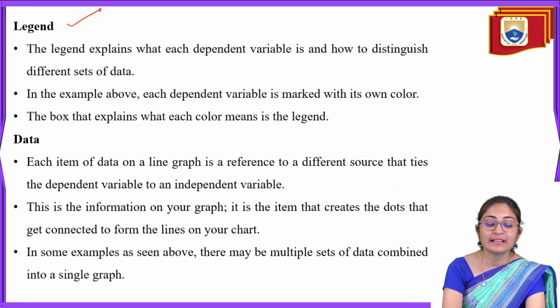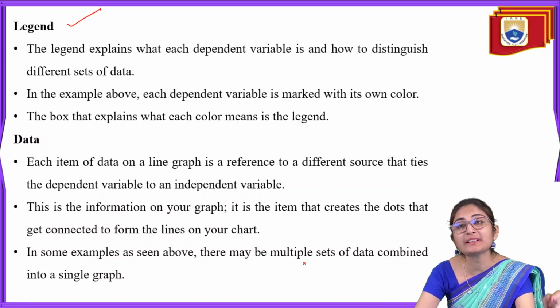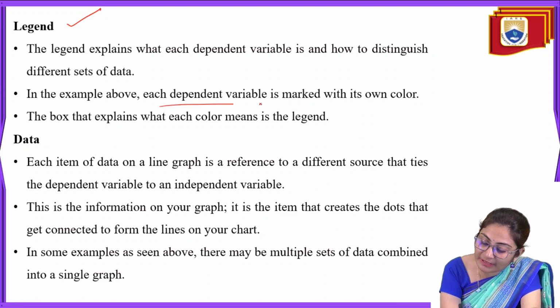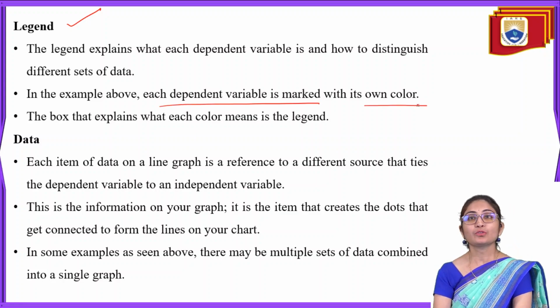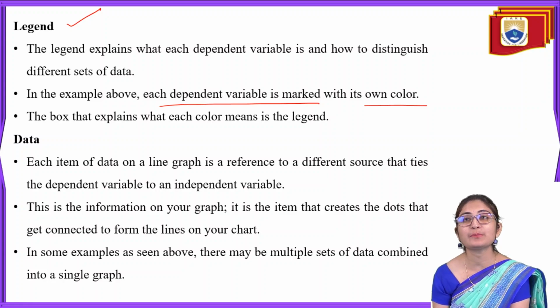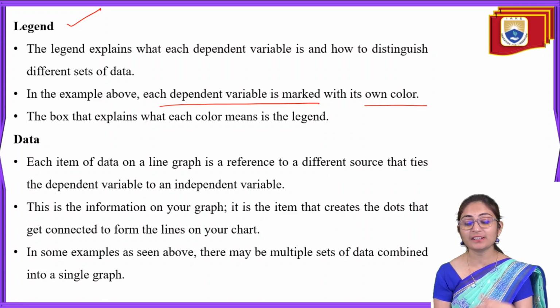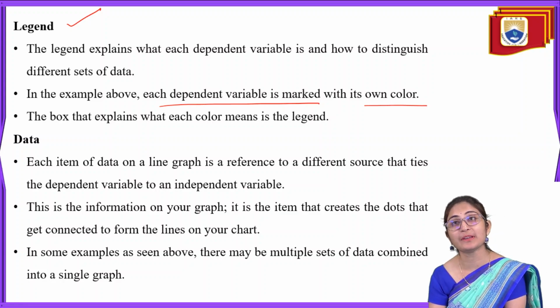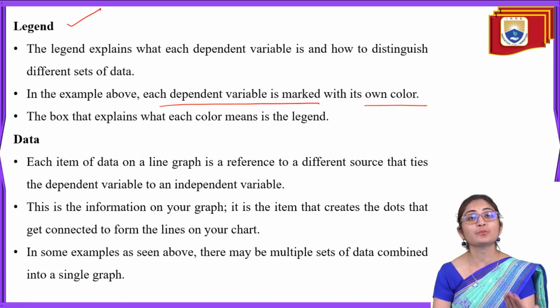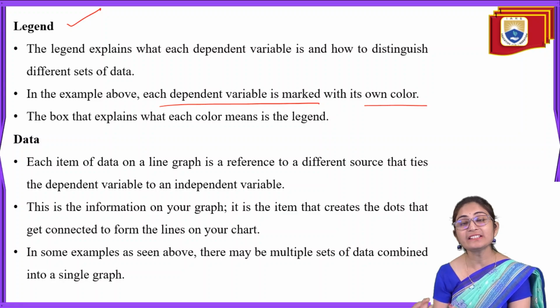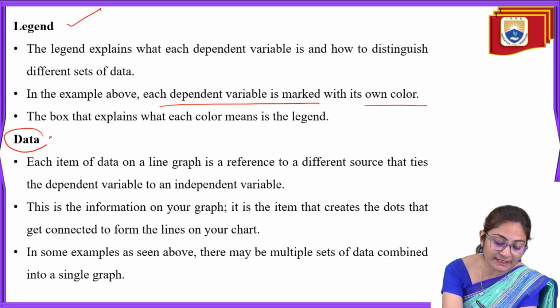Next one is the legend. The legend explains what each dependent variable is and how to distinguish different sets of data. For example, each variable is marked with its own color. So there will be many variables, and every variable has its own color. The legend explains what each variable is and how it is distinguished from the different sets of data. Then the box can explain what each color means. That is the legend.